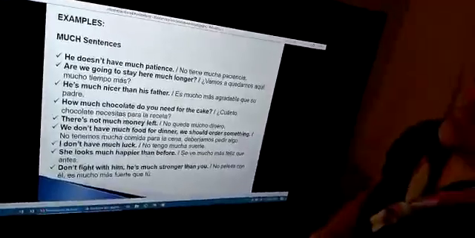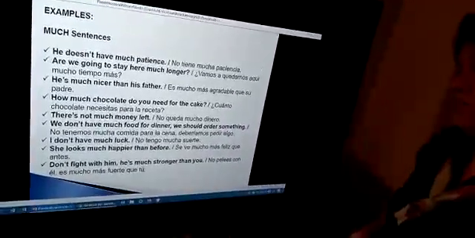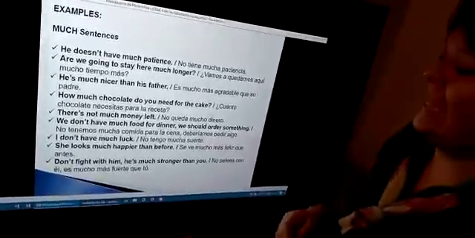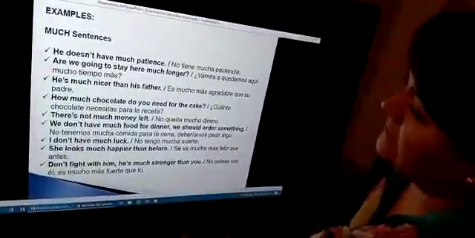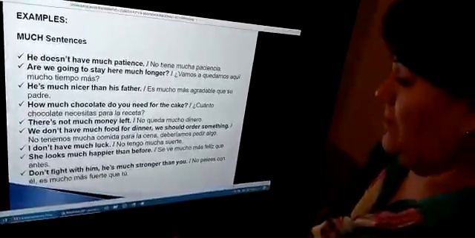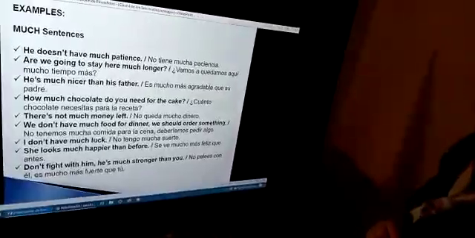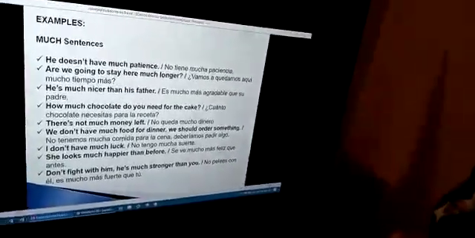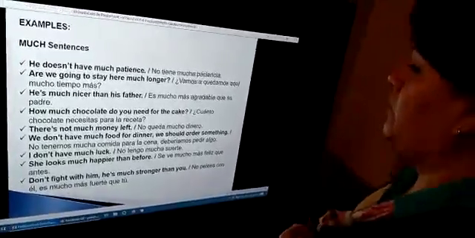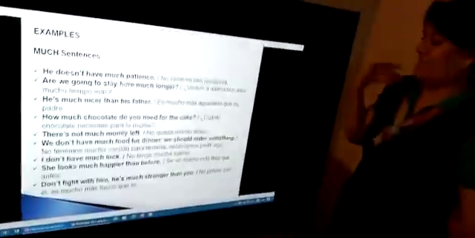Okay? And right here is, she looks much happier than before. En Spanish say, se ve mucho más feliz que antes. The last is negative and say, don't fight with him. He is much stronger than you. Okay? Spanish say, no pelees con él. Es mucho más fuerte que tú. Okay? This is the example. Much sense. Okay?